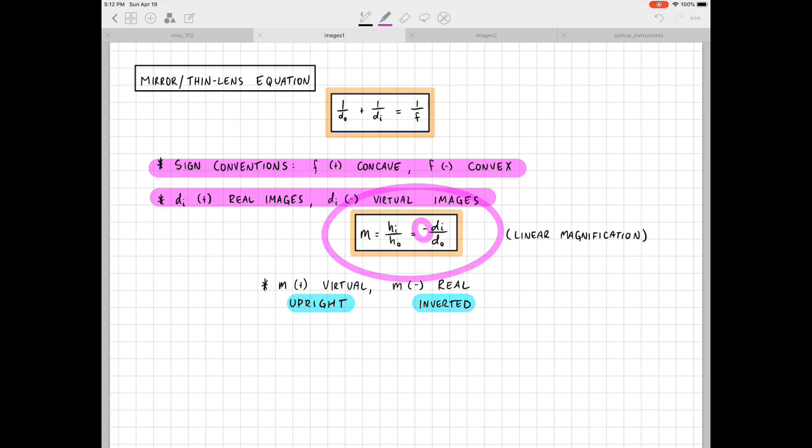So if your magnification is positive, then the image is upright. And this goes along with it being a virtual image. If the magnification is negative, then your image is real. And going along with that, the image is inverted. Right? So that negative sign in the magnification tells you that the image is inverted. So to solve for image locations using curved mirrors, spherical mirrors, this thin lens equation is what's going to be the most useful for you.